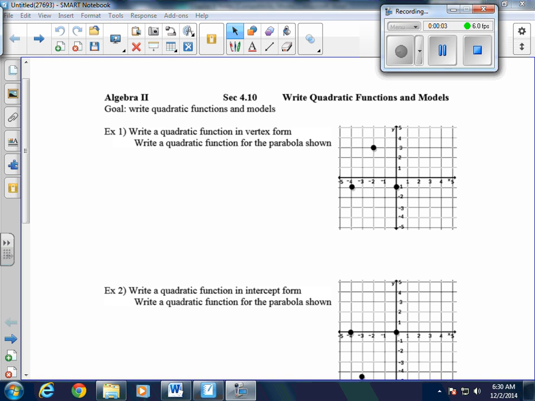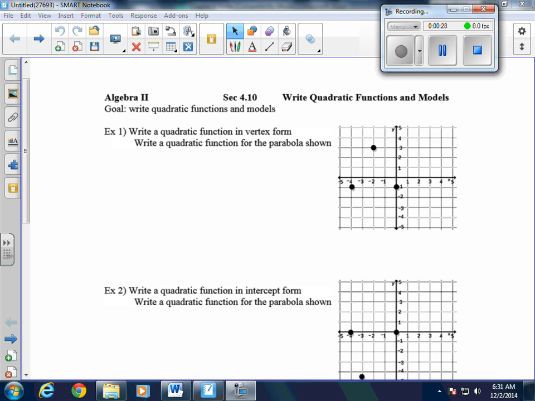Today we'll be talking about section 4.10, which is on writing quadratic functions and models. Today we're going to be given graphs or ordered pairs, and then we're going to have to come up with the equation of our quadratic function, given either a graph or some data, things like that. So that is our goal today. We're going to write quadratic functions and models.